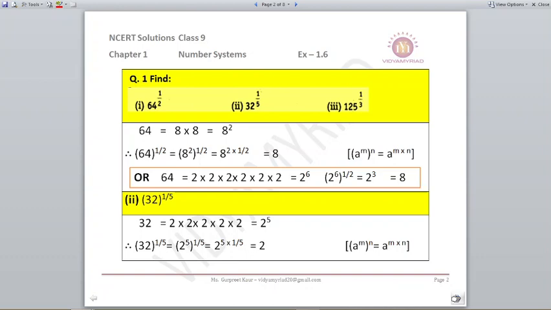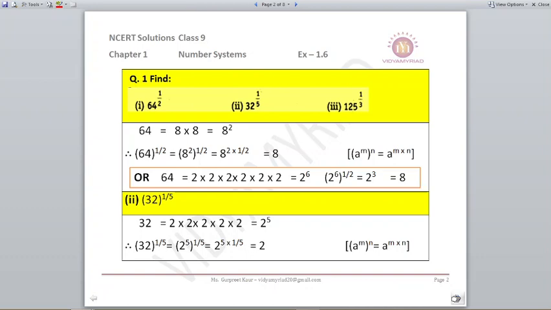Or you can further simplify 64. 64 can be written as 2 multiplied 6 times, that is 2 raised to power 6 is also 64. When I do that, it can be written as 2 raised to power 6 multiplied by 1 by 2. 6 and 2 get cancelled, it becomes 2 raised to power 3, which is also equal to 8. So you can do it by any method. Since you are in 9th, you should know the power form very easily, what is 64, what is 81 and so on. So try to simplify your questions as far as possible.